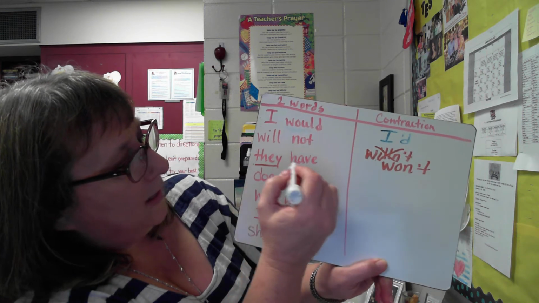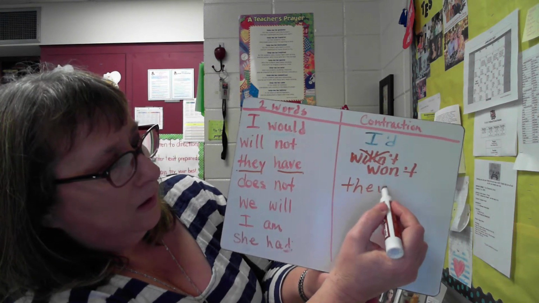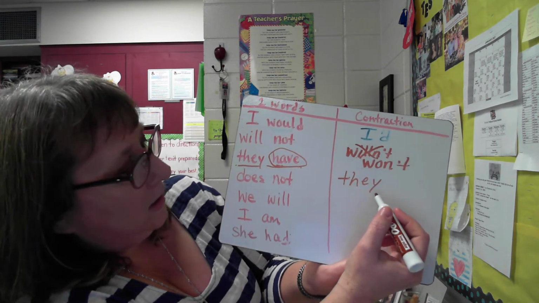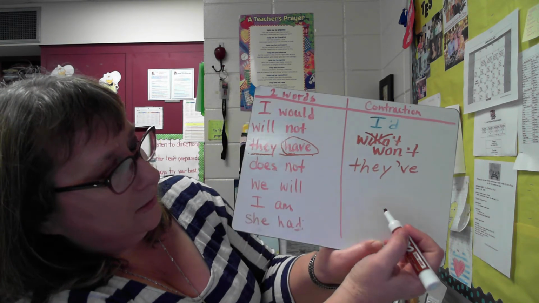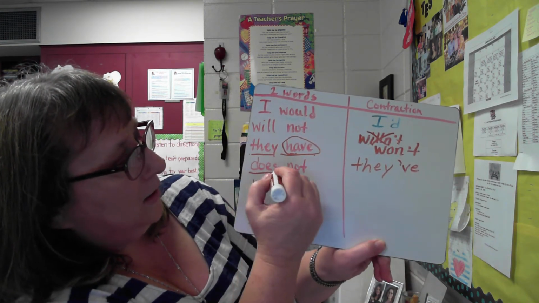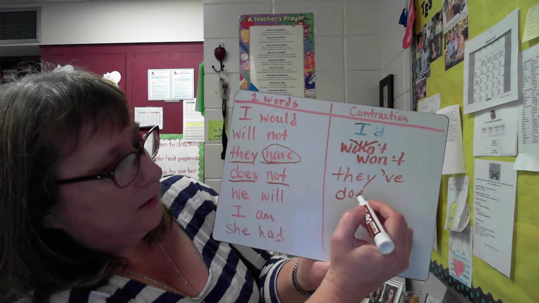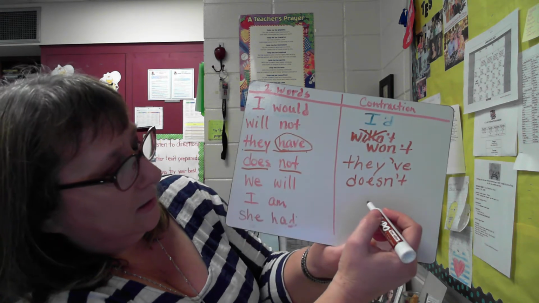The next one is they have. So we know they stays the same. Now what part of this word do we take out? We take out the H and the A. So our contraction is apostrophe V-E, they've. The next word is does not. Well, I've seen doesn't. Does not becomes doesn't. Does, N apostrophe T, doesn't.